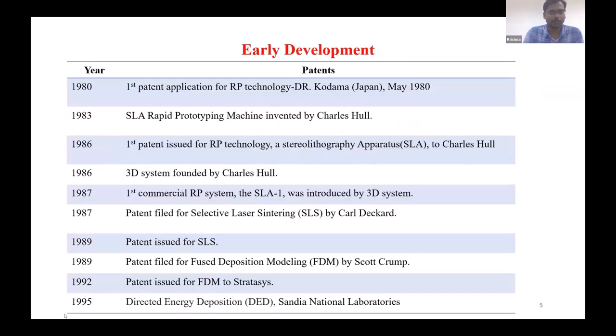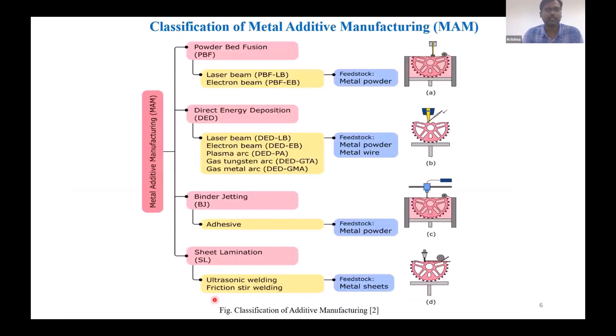And if I'm talking about the process development, I will be mainly focusing on the deposition process, which is directly linked with WAAM. WAAM is a derived product of the direct energy deposition process, and the first patent is in 1980 related to rapid prototyping technology, and the development of the DED process took place in 1995. So as per the standards, the classification, Dr. Madhukar has already covered it: powder bed fusion, direct energy deposition, binder jetting, and sheet lamination.